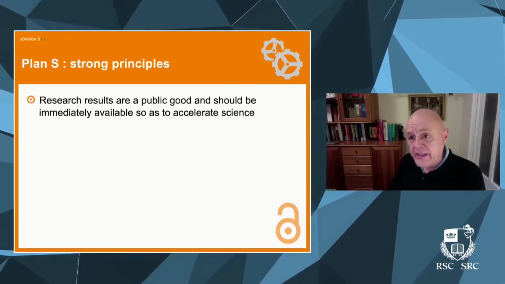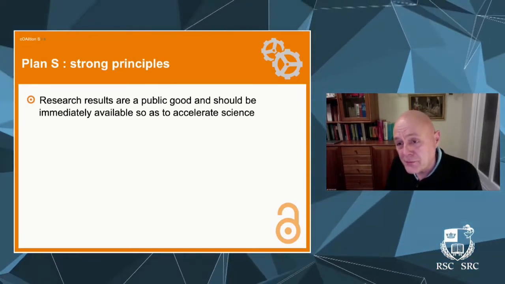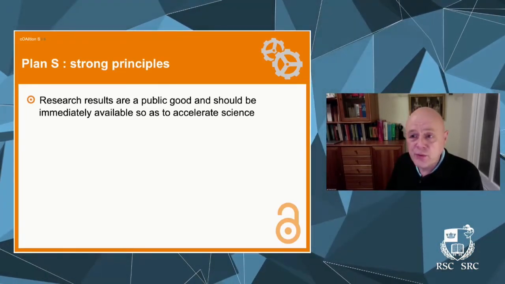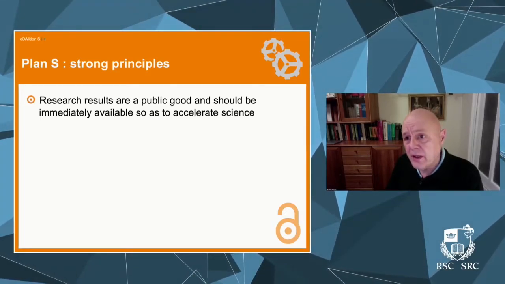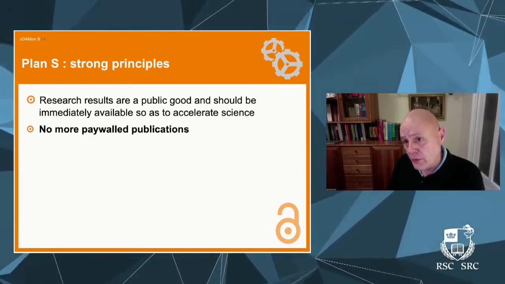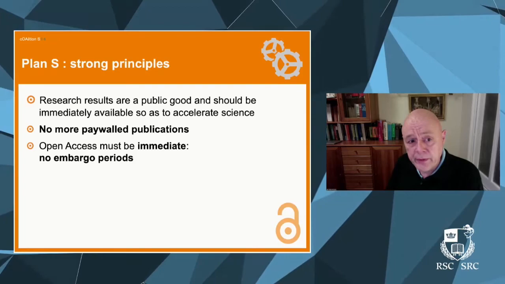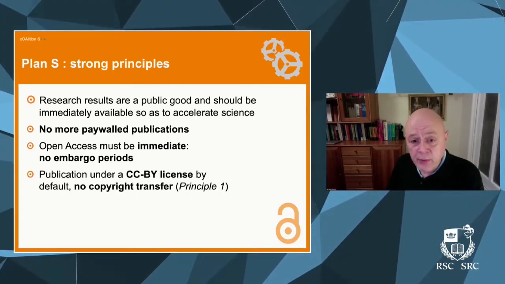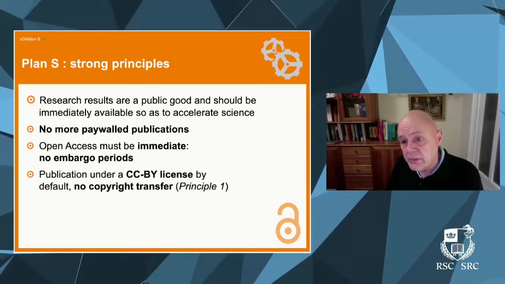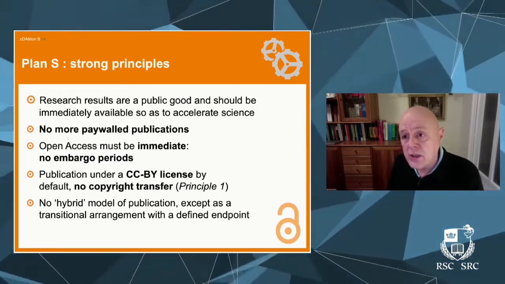Now, it is based on very strong principles. The first principle being presupposed in a way that research results are public good and should be immediately available for accelerating science. That means a lot of no's. It means no to paywall publications. It means no to embargo periods. It means no copyright transfer and publication under a CC BY license. And it means no to the hybrid model of publication.